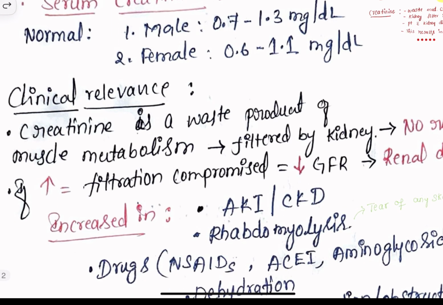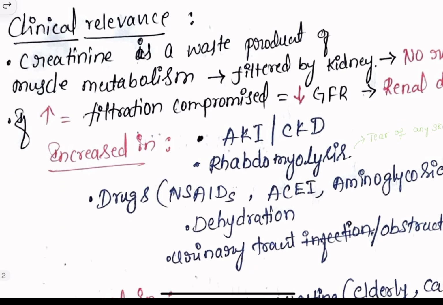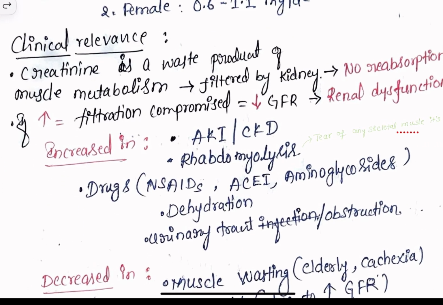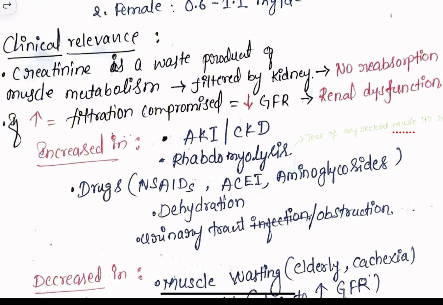What is the clinical relevance of serum creatinine? Serum creatinine, as we said, is a waste product of muscle metabolism. It is filtered by the kidney. So if the kidney is not filtering, the creatinine is not cleared, and there will be an increase in the creatinine level in the blood. So filtration is compromised. It leads to a decrease in the GFR. So definitely there is some dysfunction in the renal mechanism.